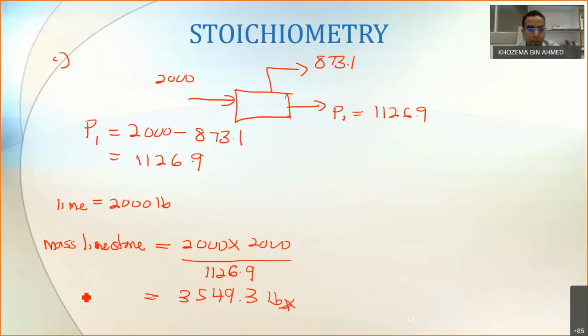Meaning that in order for us to get our P, P equal to 2000 pound, instead of this value, we need to have around 3,550 pound of limestone. So that is the answer for C.